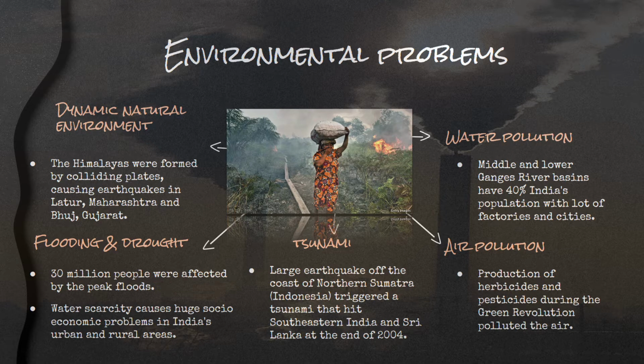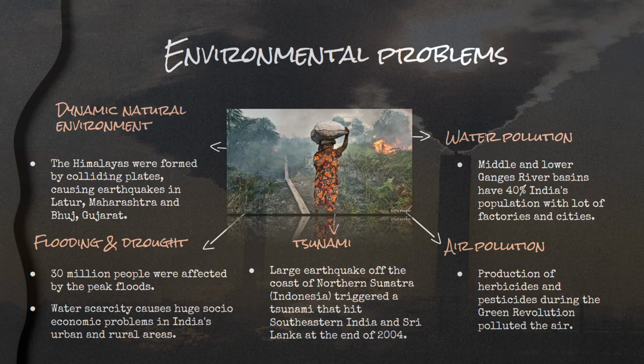The first environmental problem in South Asia is the dynamic natural environment. The Himalayas were formed by colliding plates which continue to cause earthquakes, in Latur, Maharashtra in 1993 and Gujarat in January 2001. The large-scale impacts were in 1905, 1934, and 2005. Both resulted in the loss of life and the destruction of poorly constructed houses.